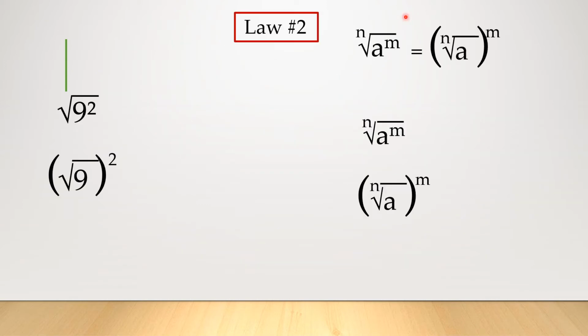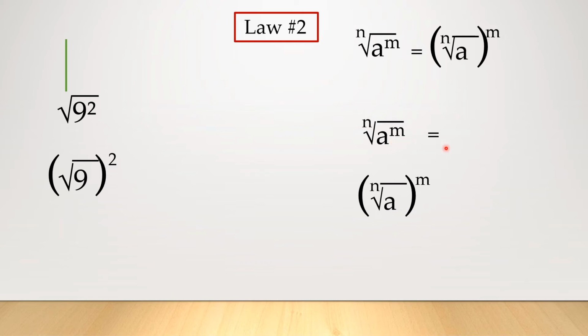So we have law number 2. I have here the nth root of a raised to m. It says that it is equal to the quantity of the nth root of a, raised to m. So what's the difference between these two? Here, you are going to raise to a power first before getting the nth root. While here, you are going to get the nth root before raising to a power, which means that they are just equal. So let's prove that.